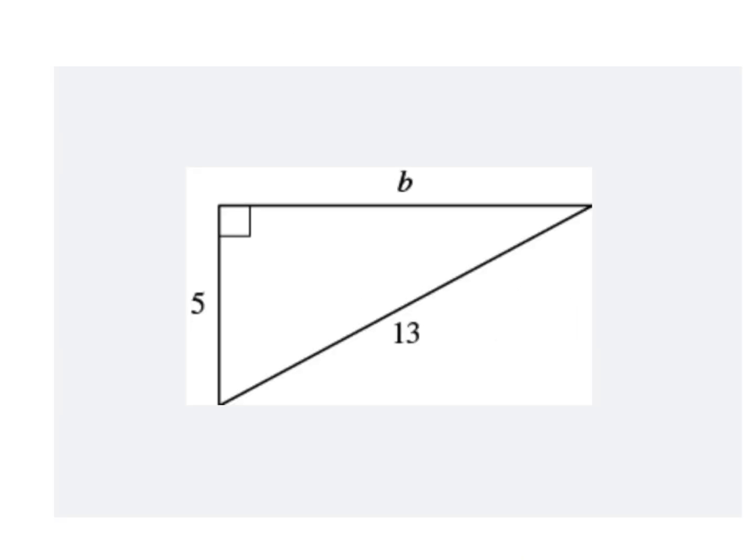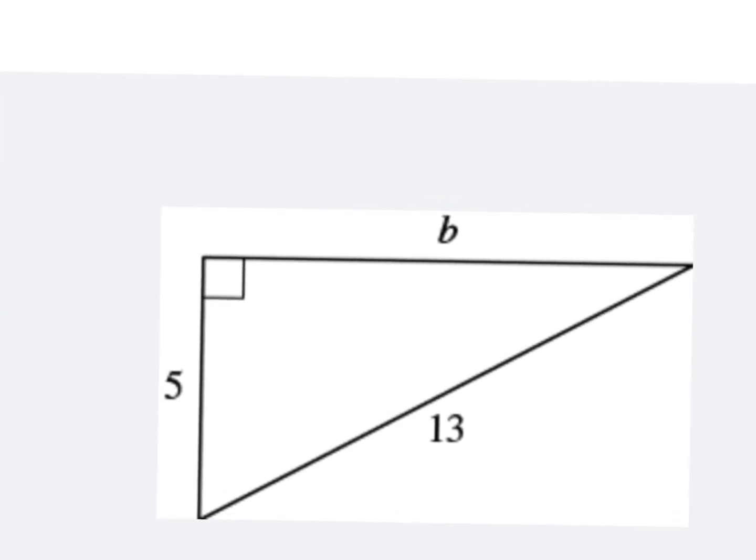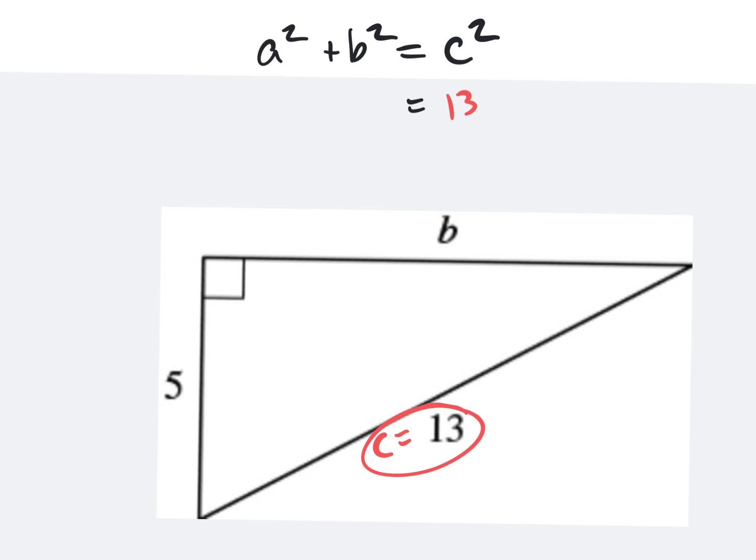Anyway, let's take a look at this example. On this one, they give us one of the legs and they give us a hypotenuse and they don't give us this side right here. So again, the Pythagorean theorem is a squared plus b squared equals c squared. In this case, they do give us c. C is 13. So we're going to put 13 squared.